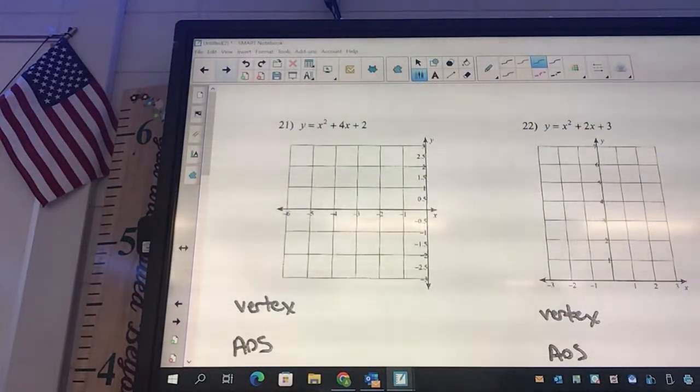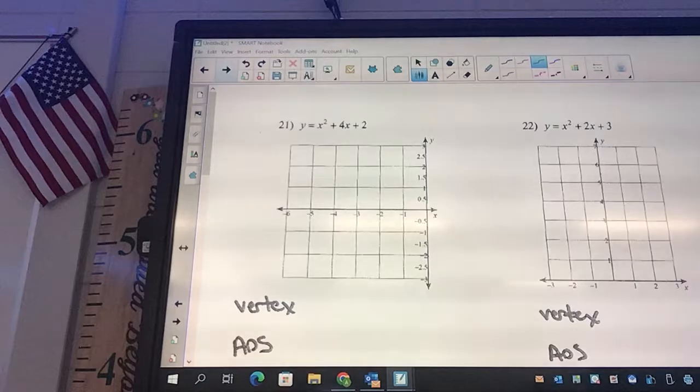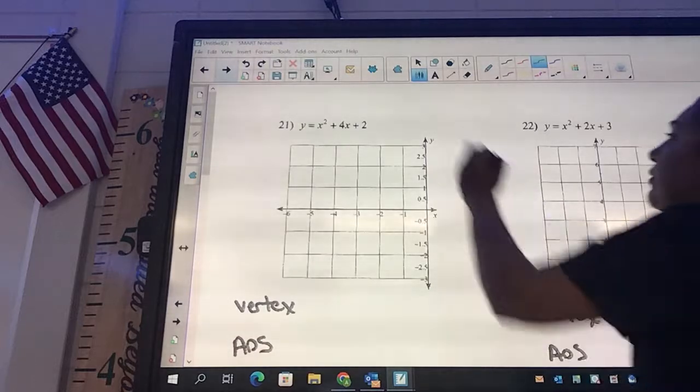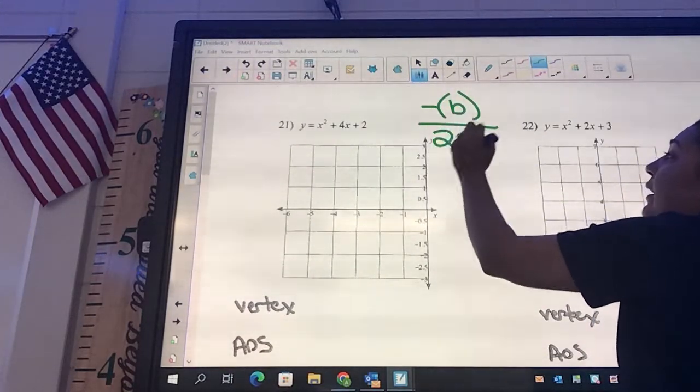Okay, the last two on here are standard form. I was not here when you guys did this, so hopefully you watch the video or you're not going to know how to do it. Okay? Or you can learn today in the next couple days. So, standard form, we still need to graph them, but you have to find the vertex first. And in order to do that, you need this formula, negative b over 2a.